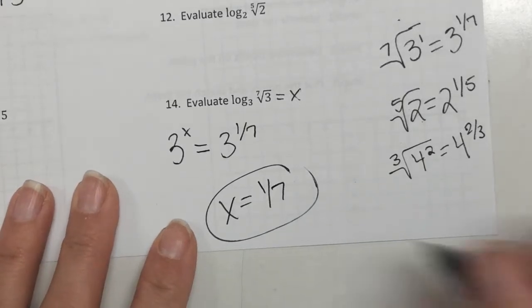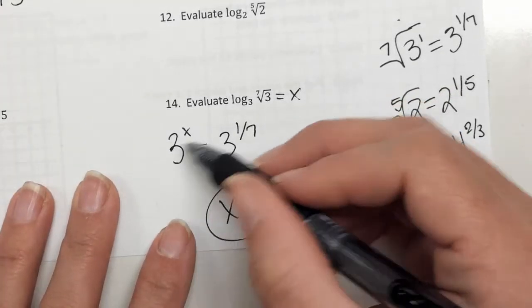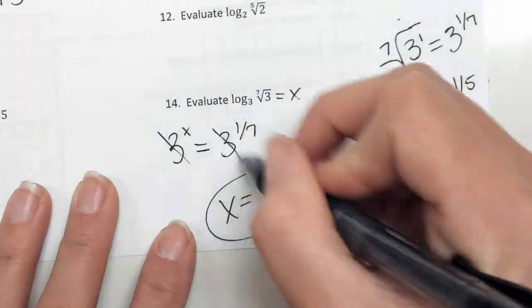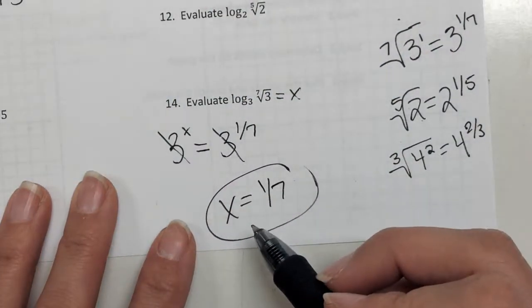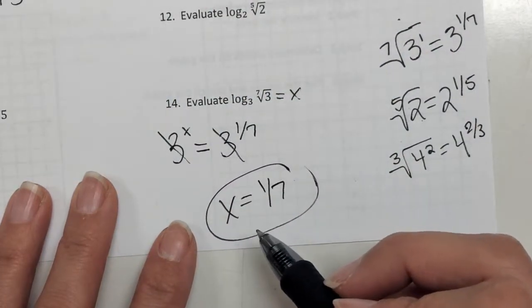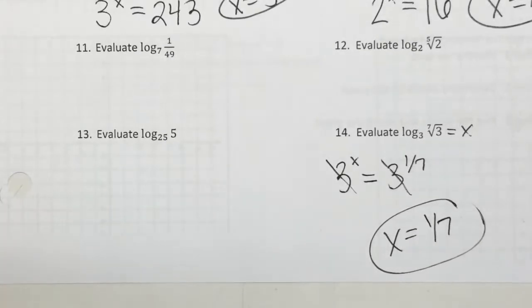So if you'll notice, these have the same bases, right? We could just cancel them out and write x equals 1/7. Yeah. All right, I want you to try 11, 12, and 13 on your own.